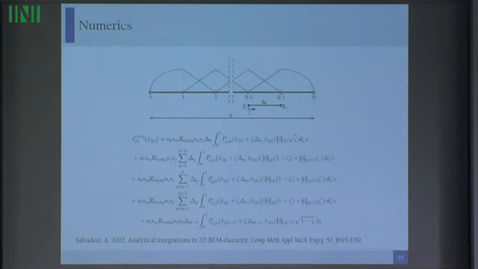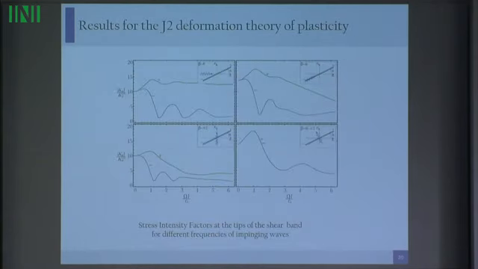We have to put all this together in a numerical scheme. I will skip details because, by the way, I'm not an expert in numerics. Domenico is one, and he helped me with this. And eventually I can show you results. For the J2 deformation theory of plasticity, we have an inclined shear band like that. In this case, we have a horizontal wave impinging, and we have plotted the stress intensity factor versus the frequency of the signal.